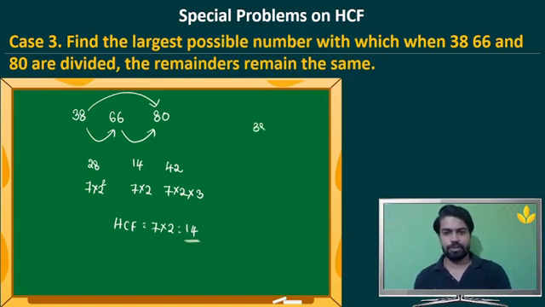When you divide 38 by 14, the remainder is 10. When we divide 66 by 14, the remainder is 10. And when you divide 80 by 14, the remainder is still 10. So the answer is correct.